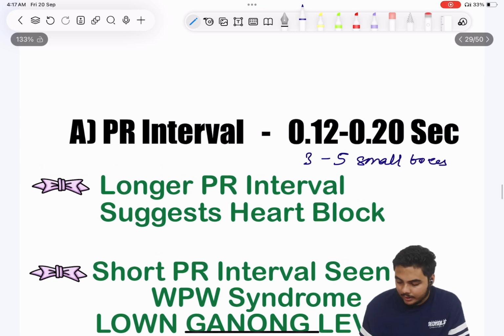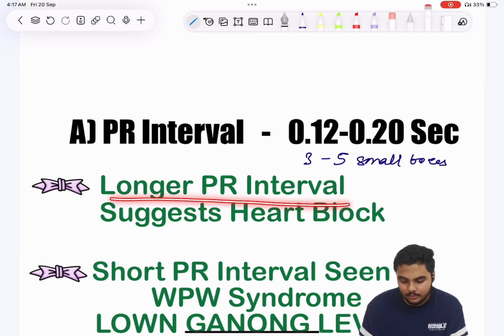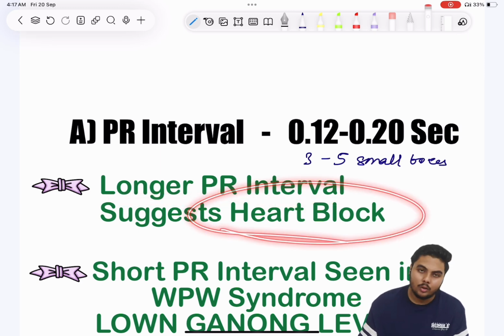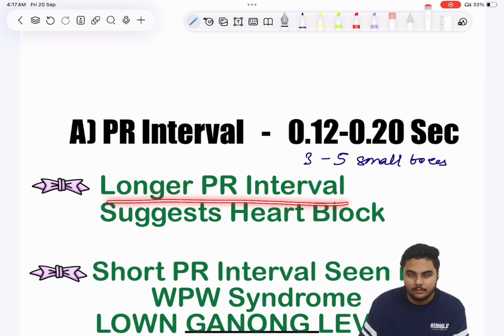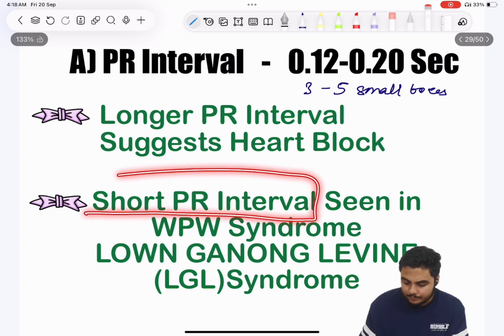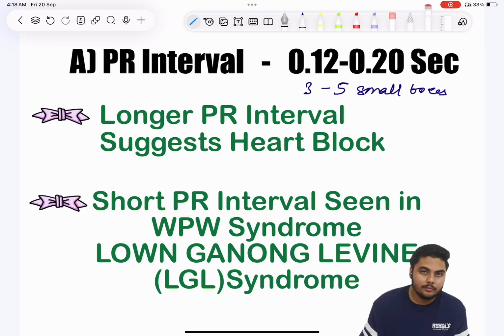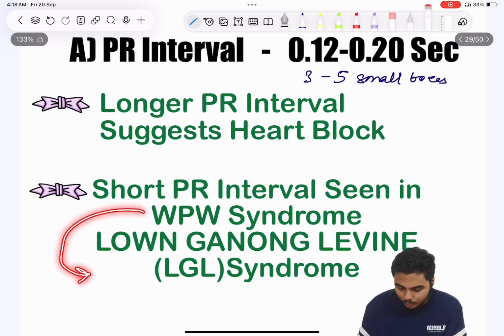Now, whenever we have a longer PR interval, it suggests heart block. I already told you that the PR interval is nothing but the time taken for the impulse to reach from atria to ventricle. So if there is some kind of block in the conduction system between the atria and ventricle, then there will be a longer PR interval. So a longer PR interval suggests heart block. And if we have a short PR interval, which means the impulse takes less time to travel from atria to ventricle, such is the case in WPW syndrome.